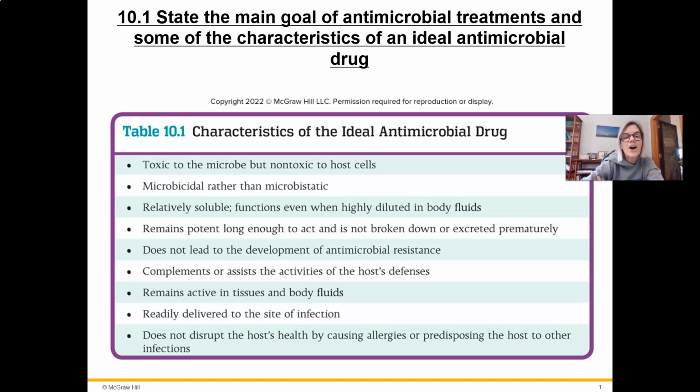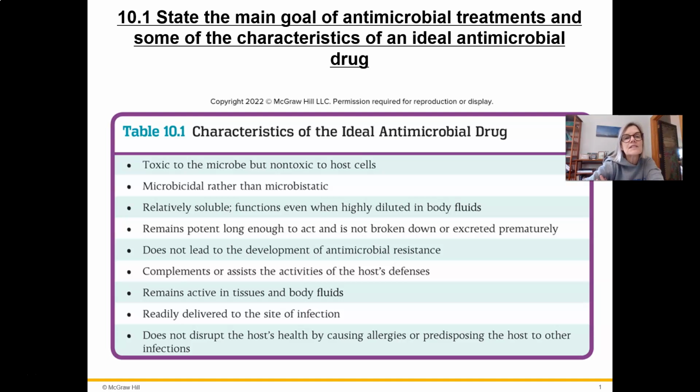Hi everyone, here we are in section 10.1. We're in the antimicrobial treatments topic, and this is the first section for that. So in this, we're going to just focus on some of the things that are really important about antimicrobial treatments and resistance, and hopefully some things that you can relate to.